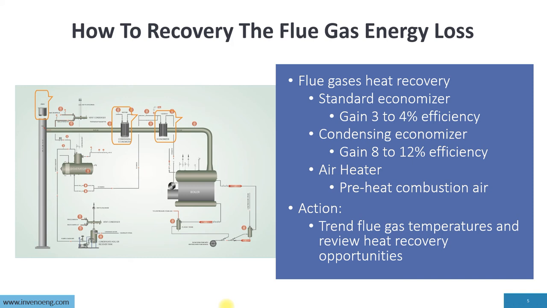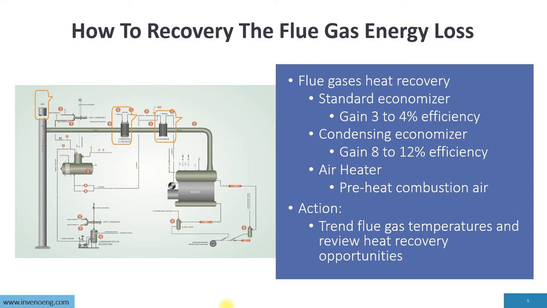The thing I was talking about, flue gas losses, the flue gas heat recovery. Standard economizer, 3 to 4% efficiency gain, depending on the economizer design. Condensing economizer can gain 8 to 12% efficiency. And the thing with a condensing economizer, you have to have the system that can utilize it. In the boiler operations we look at, probably only 30-35% of these boiler plants can implement a condensing economizer.